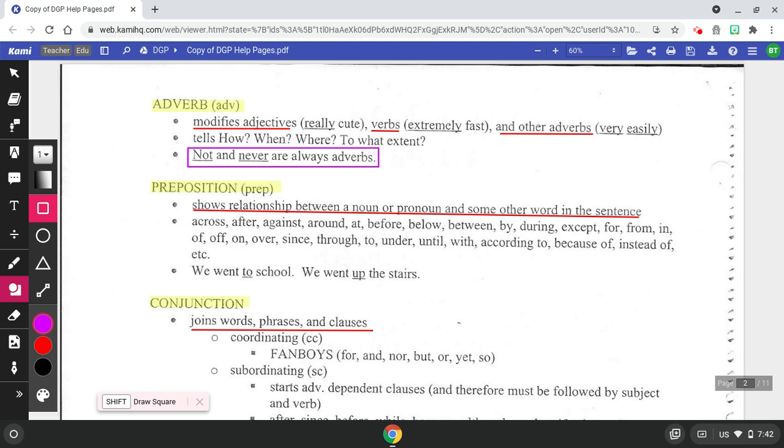Across, after, against, around, at, before, below, between, by, during, except, for, from, in, of, off, on, over, since, through, to, under, until, with, according to, because of, instead of. Oh, wait, there's even more, but that's okay.